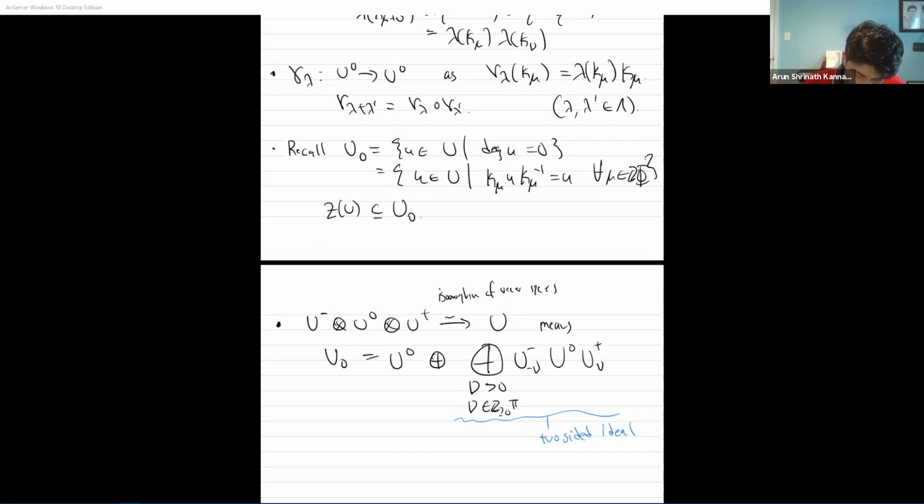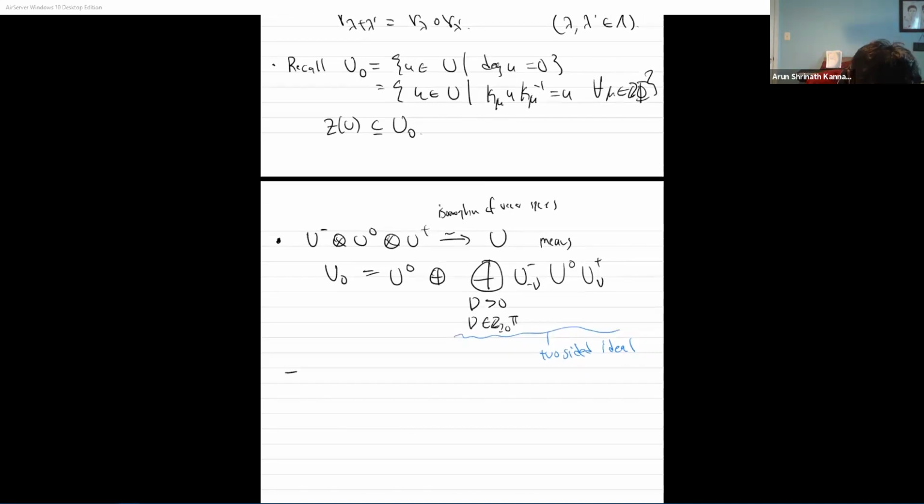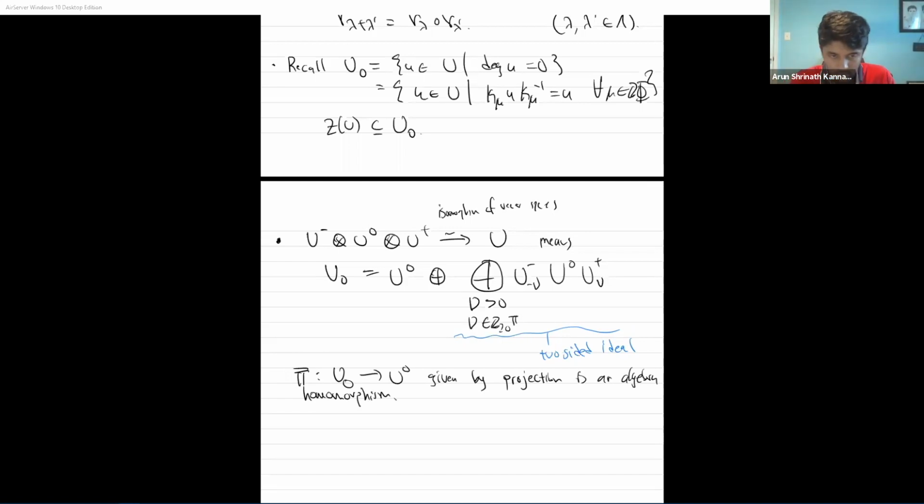But again, the point is that we get this map, again, that I'll call pi bar from U0, U lower 0 to U upper 0 given by projection. It's an algebra homomorphism. Okay, so everything I'm doing so far is just doing it in the quantum world that I did at the start.